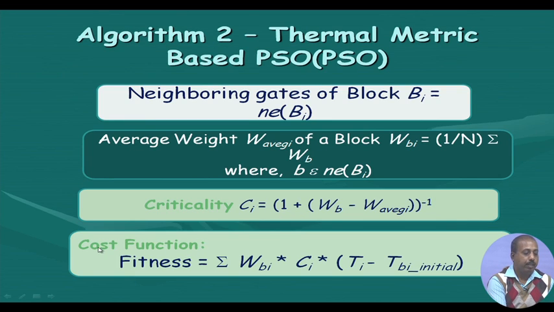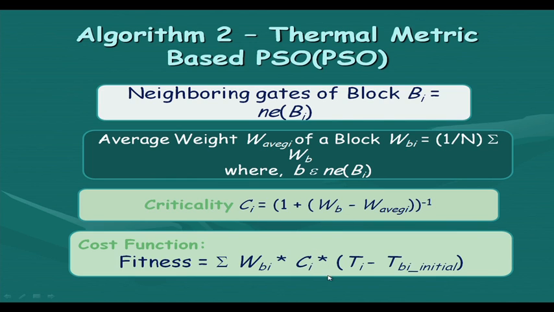Now, finally, we define the cost function for an entire test set. For every block we take the weight of the block, that is how hot it is, how important it is to be optimized with respect to all other blocks in the circuit. So, the WBI is calculated previously, multiplied by Ci, the criticality value, multiplied by Ti minus TBI initial. Ti is the temperature of the block resulting from applying the test pattern set, and TBI initial is the initial temperature. Based on this we can compute the fitness.